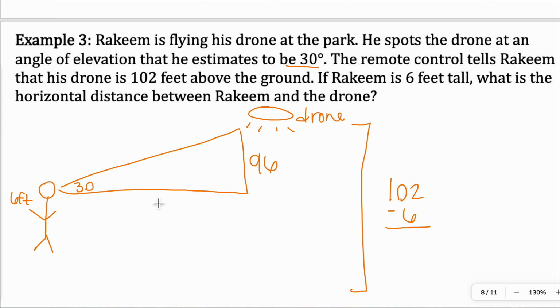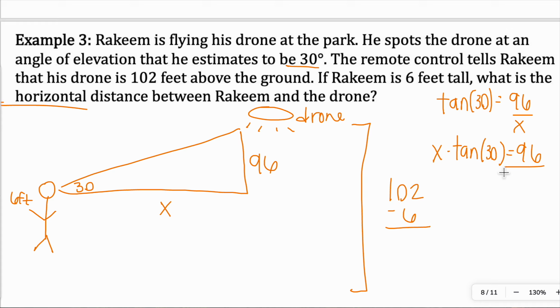So we're looking at, if Rakim is 6 feet tall, what is the horizontal distance between Rakim and the drone? So that horizontal line. So this is opposite over adjacent again. So tangent of 30 is equal to 96 over x. So we're multiplying both sides by x first to get tangent of 30 times x is equal to 96. And then dividing by tangent of 30, we're going to get about 166.3 feet.